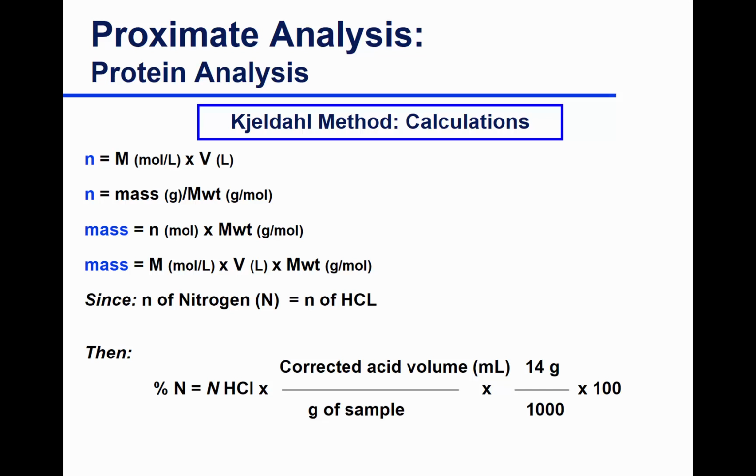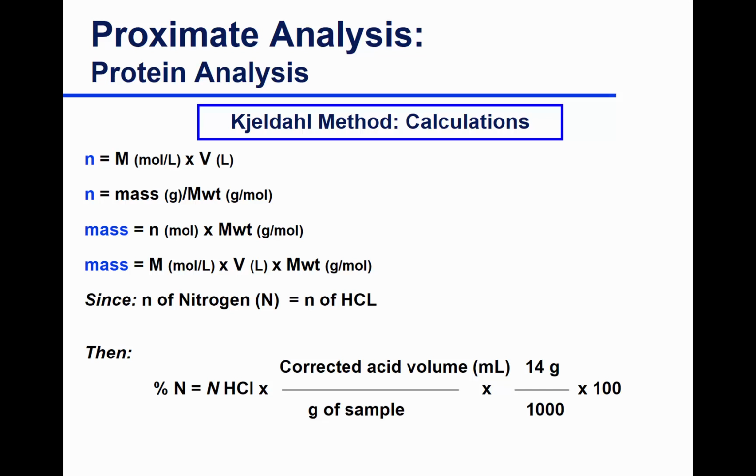So let's walk through what we are after. We're after percent nitrogen, and percent nitrogen is weight by weight. So I'm after getting mass of nitrogen per the amount of sample I've used. So I'm looking for mass. Mass of nitrogen is what I'm after.